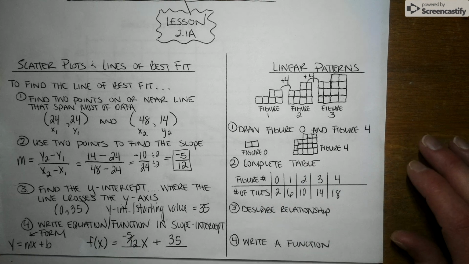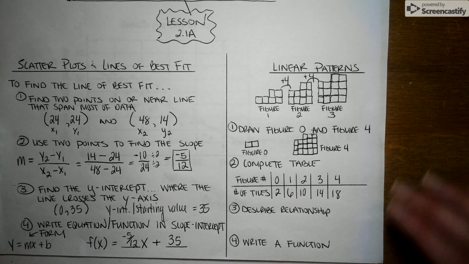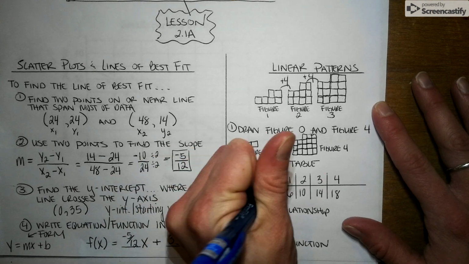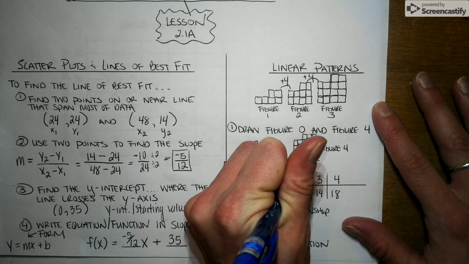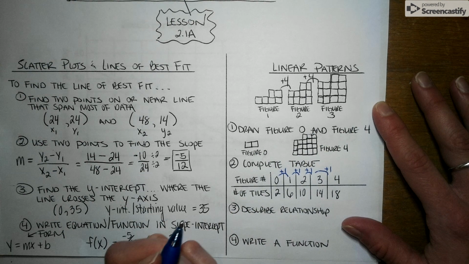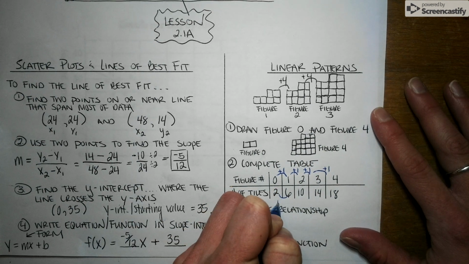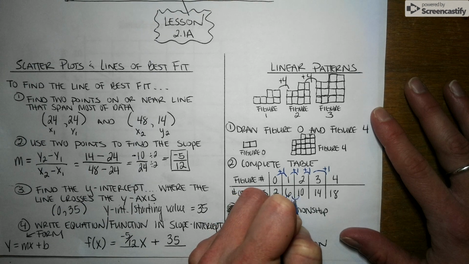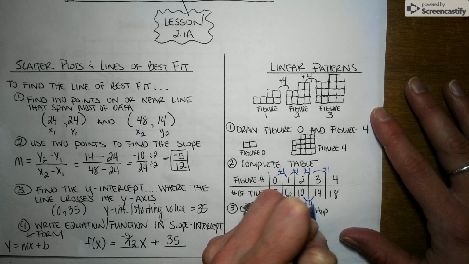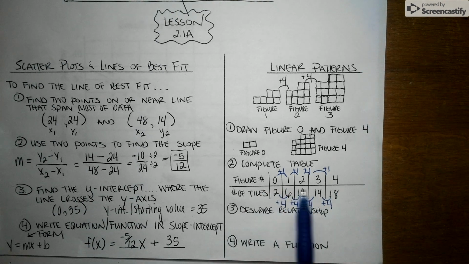With that being said, I'm going to grab a different color and reiterate the pattern that I'm noticing. For all the figure numbers, as I go from one number to the next, I'm adding 1 each time. For my number of tiles, as I go from one to the next, I'm adding the value of 4 each time. Again, this is what we call an arithmetic sequence because we are adding the same number every time.